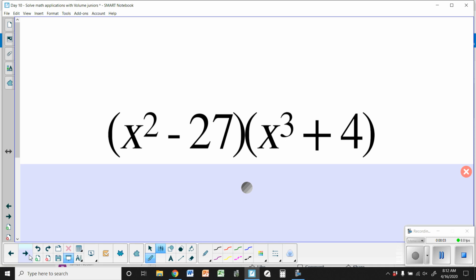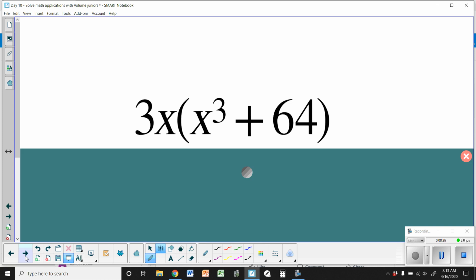3, 2, 1. All right, so let's look. We have a square here. So do we have difference of squares? Well, 27 isn't a perfect square. And then x cubed. X cubed is a perfect cube, but is 4 a perfect cube? And we're like, nope, so this one doesn't work. So we're saying on this one, no, we cannot factor.